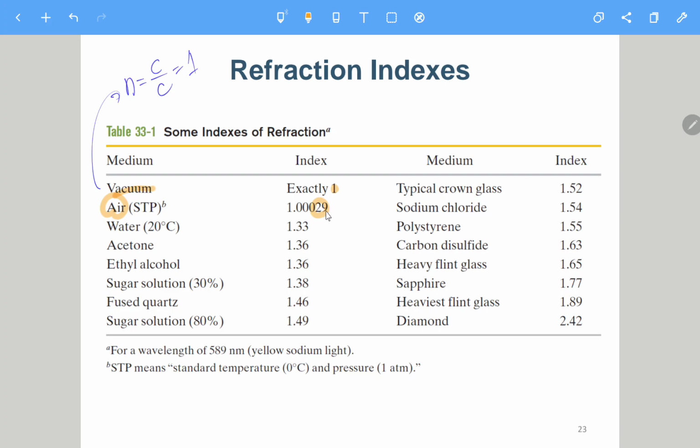So usually when we consider the air, it is very similar to the vacuum for the EM wave characteristics. And then for the water, 1.33. In high school you should have seen it for the optical system. And for glasses, typical crown glass, 1.5.